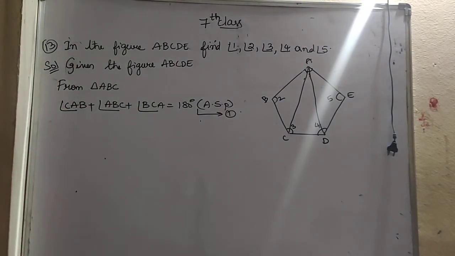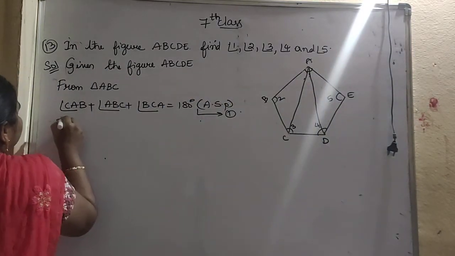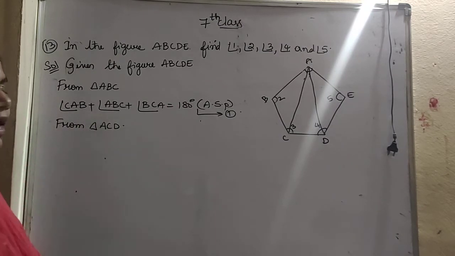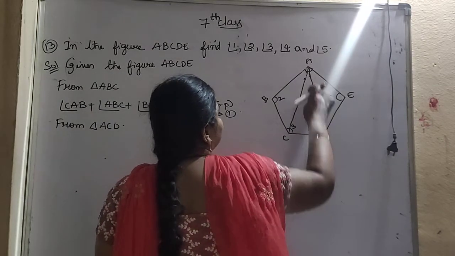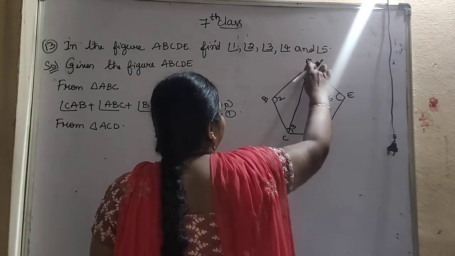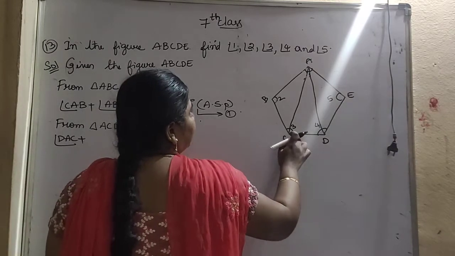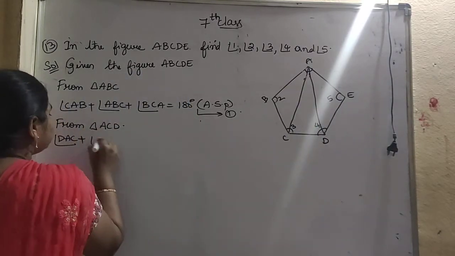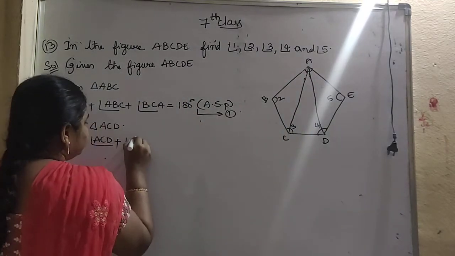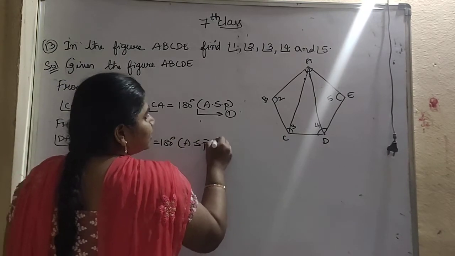Now the second triangle, I am taking the second triangle. What is that? ACD. I am taking this triangle. So from triangle ACD, we know that the sum of 3 angles will be equal to 180. So what are the angles? First angle DAC plus angle C can be written as ACD and angle D can be written as CDA is equal to 180 by using the angle sum property.